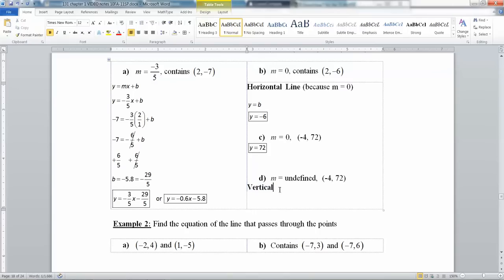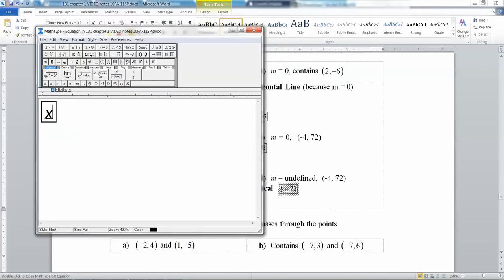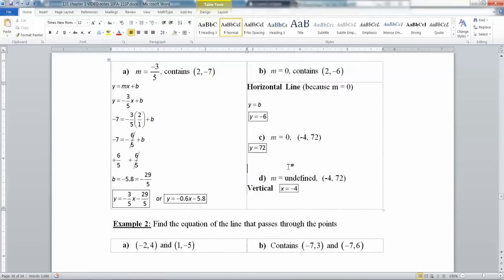Vertical would mean it's got to be x equals. So it's going to be x equals, and in this case, because it goes through that point, it would be -4. See how easy that is? So if it's 0, then that's horizontal, which means y is equal to a number. If it's undefined, that means it's vertical, which means x is equal to a number. That's your equation. Cool, huh? I'm going to make a note again real quick. This one was horizontal. So therefore, your answer is y equals 72.